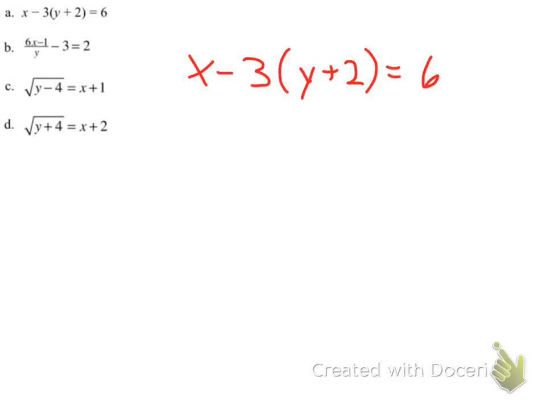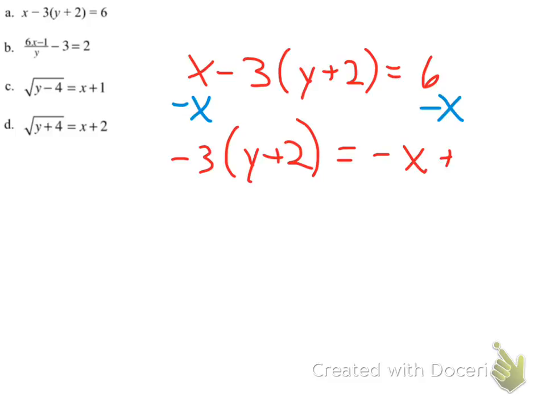But the first thing I want to do is move this x away. So I'm trying to solve for y right here, and I need to keep all of this together right now. I want to move the x to the other side. So to do that, I'm going to subtract an x from both sides, leaving me with negative 3 times (y plus 2) equals negative x plus 6.